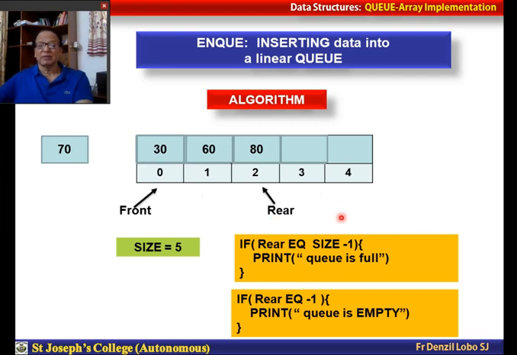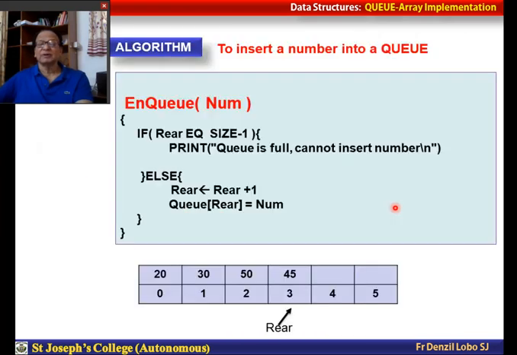So as I said, rear is decremented here. So now we come to the algorithm for Enqueue. So first I check whether the queue is full. Therefore, if rear is equal to size minus 1, then I say queue is full. I come out of this. Otherwise, I increment the value of rear and then add this number to queue rear value.